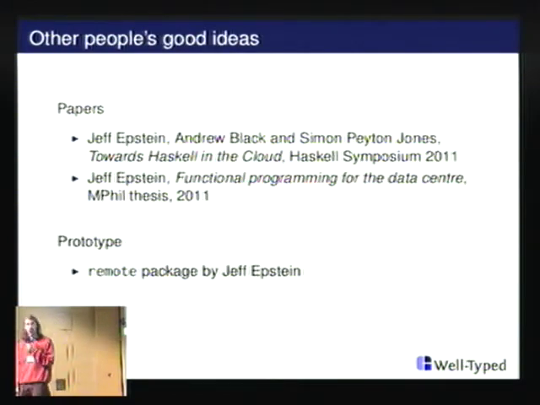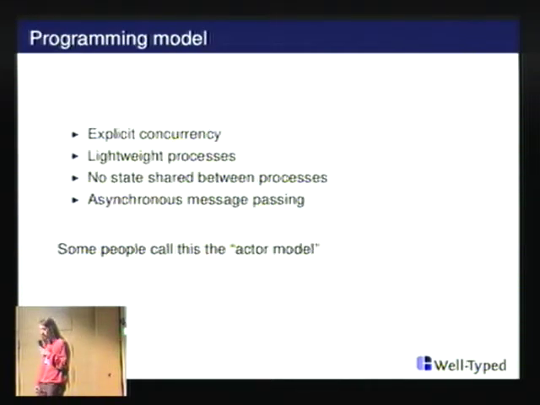So this is based on stuff by Simon PJ, presented last year. Jeff Epstein, who co-authored the paper and wrote a prototype implementation, did this for his MPhil thesis. So the programming model, as I said, is explicitly concurrent. Now, you may not have used it, but I think most of us are vaguely familiar with what it is because people talk about it so much. It's the same thing that Erlang does and what Cloud Haskell does. So these are lightweight processes, asynchronous message passing between processes, and no shared state, so that you can actually distribute them.